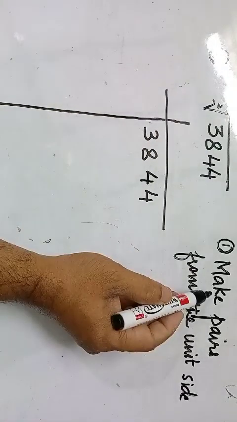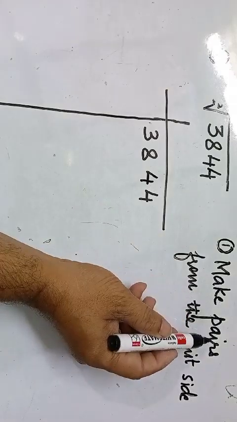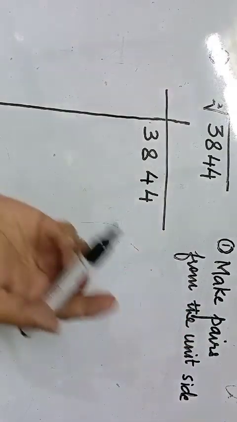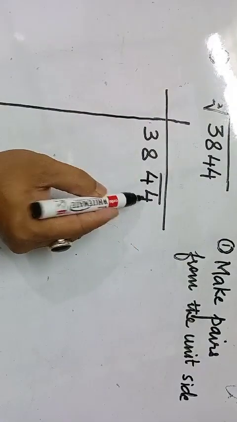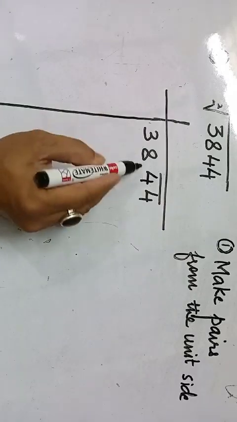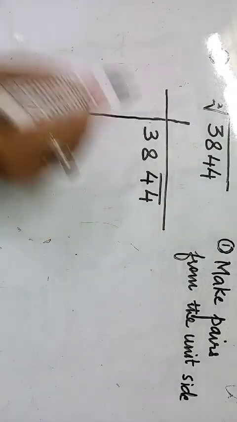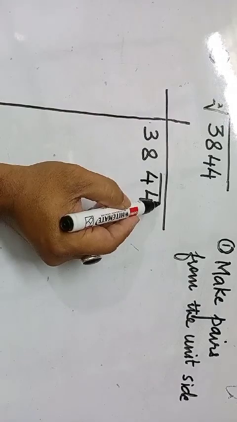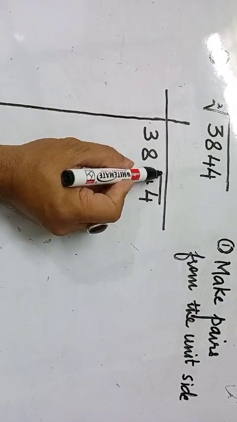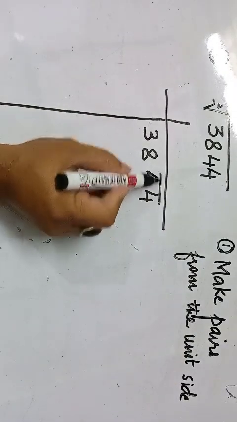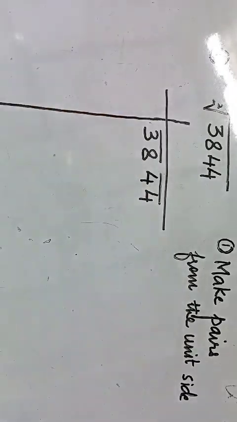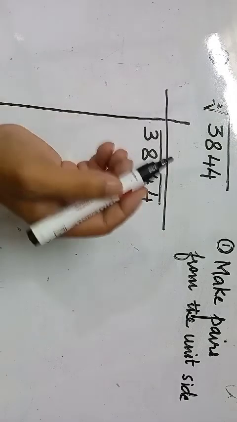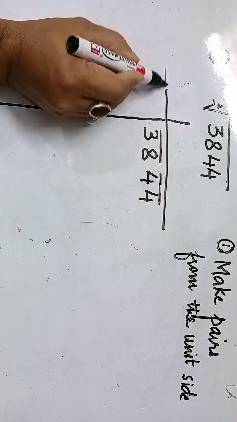Now the first step says that we have to make pairs. A pair means two numbers at a time. So we will use bars from the right hand side. This is the unit side: unit, tens, hundreds, thousands. So from the right hand side, you start making pairs. These two numbers make a pair, so you put a small bar at the top. Similarly, the next two remaining numbers will form the next pair. So the first process is now over.